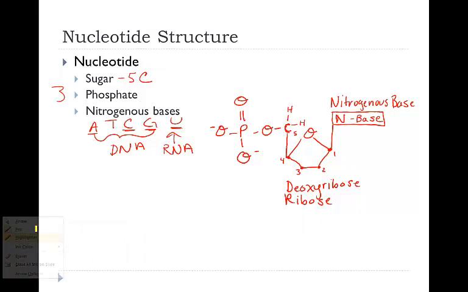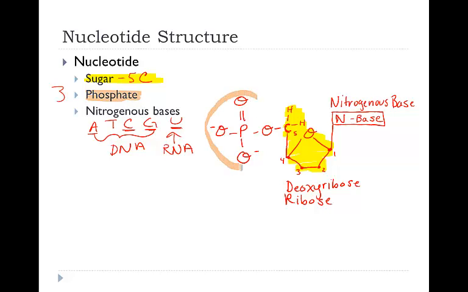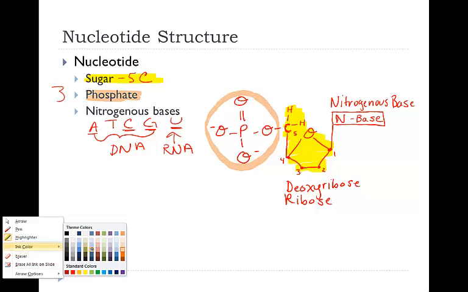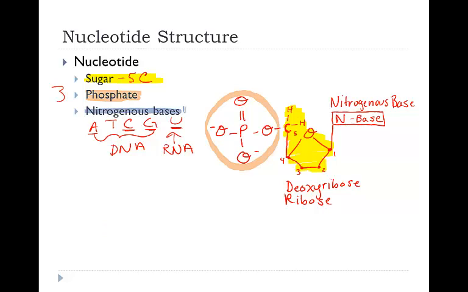And again, let's just highlight the different parts. So this right here is our 5-carbon pentose sugar, which could be deoxyribose or ribose. The phosphate group is right here. And the nitrogenous base is right here. So there are 3 subcomponents that make up a nucleotide.